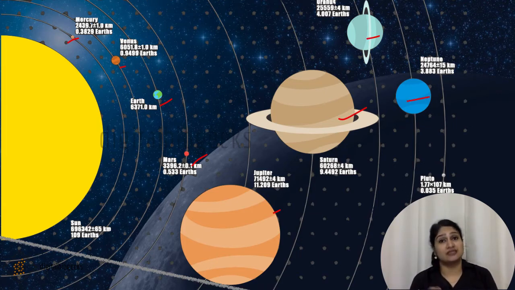Till 2006, there were 9 celestial objects considered as planets. But in August 2006, the International Astronomical Union downgraded Pluto as a dwarf planet.